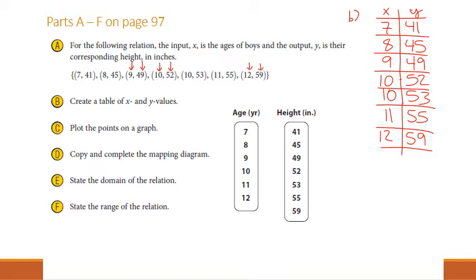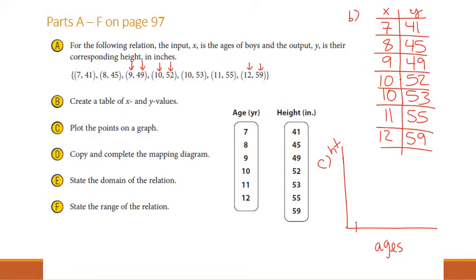Part C says plot these points on a graph. Unfortunately, I don't have a fancy pre-drawn graph, so I'm going to create one. I'm going to have ages going along the horizontal axis and height going along the vertical axis. And I'm starting off at age 7.